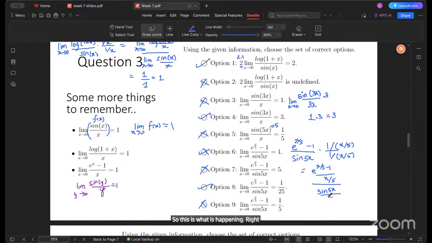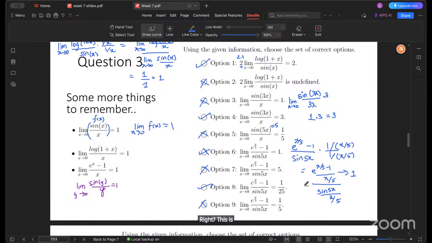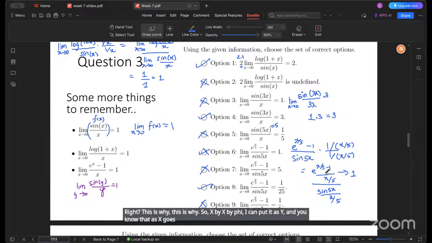Right? Correct? Now you see that as limit x goes to 0, this part goes to 1. Already this part is going to 1 because of this. This is y, this is y. So x by 5, x by 5. I can put it as y, and you know that as x goes to 0, your y goes to 0 as well.